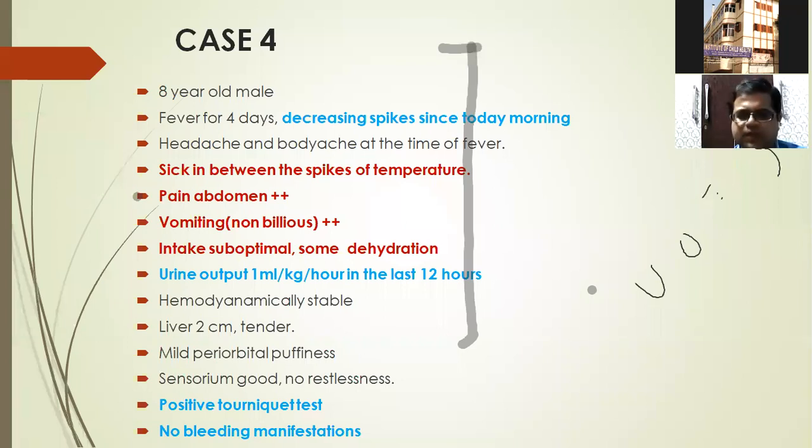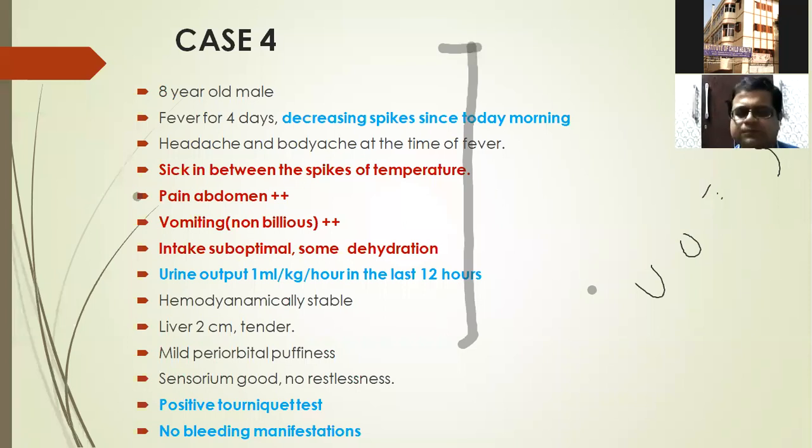Case 4. This is an 8-year-old male. The fever spikes since today morning. The child came to the emergency department at 8 p.m. Mother is telling, doctor, there was fever for the last 4 days, but today morning the fever spike is coming down. So this is the red flag sign. There's a headache and body ache at the time of fever. Like case 3, there are 4 features: sick in between the spikes of the temperature.